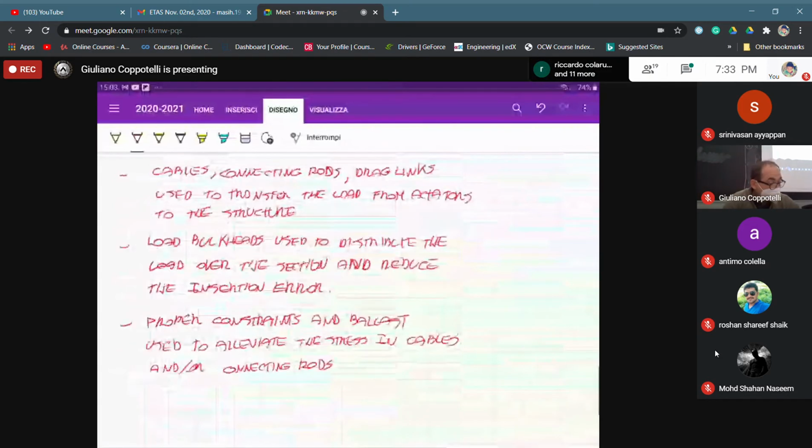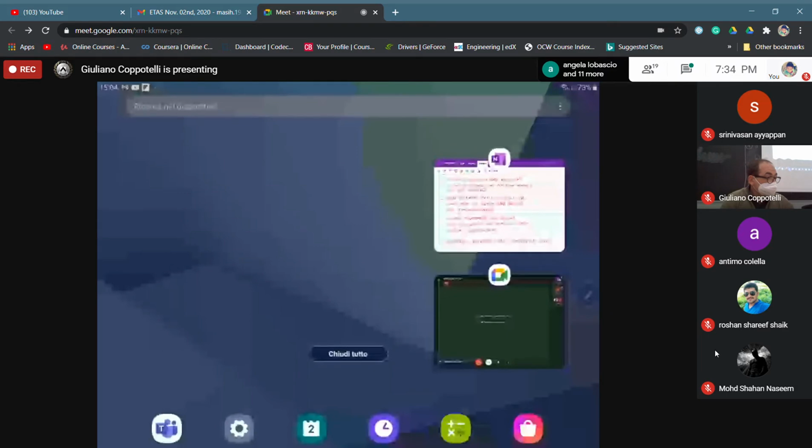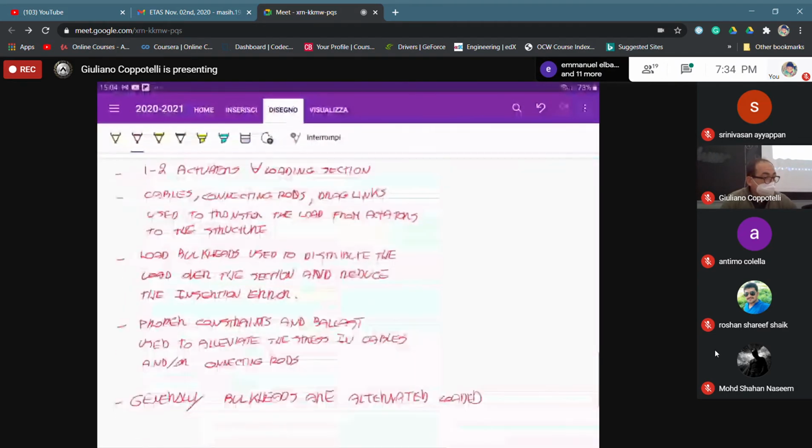And just last remark, generally what we are having is that the bulkheads are alternative, okay. So that is the typical behavior, the typical process that we are having when dealing with static tests.